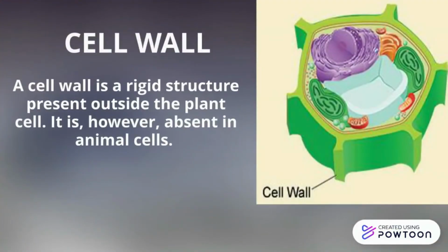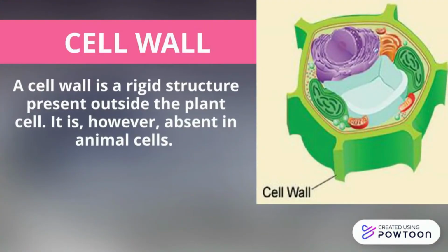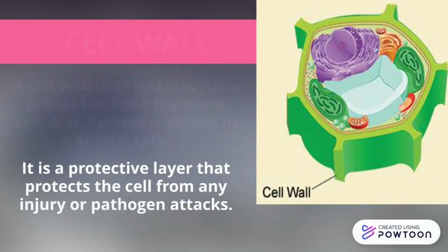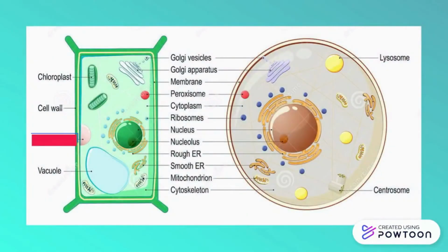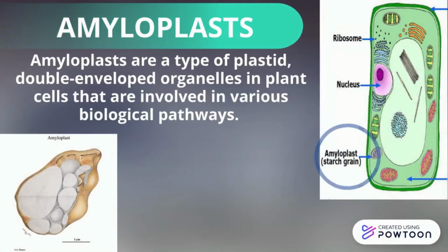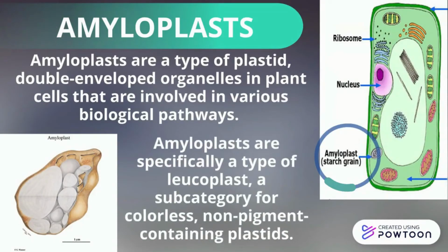A cell wall is a rigid structure present outside the plant cell. However, it is absent in animal cells. It is a protective layer that protects the cell from any injury or pathogen attacks. Amyloplasts are a type of plastid, double-envelope organelles in plant cells that are involved in various biological pathways. Amyloplasts are specifically a type of leucoplast, a subcategory for colorless, non-pigment-containing plastids.